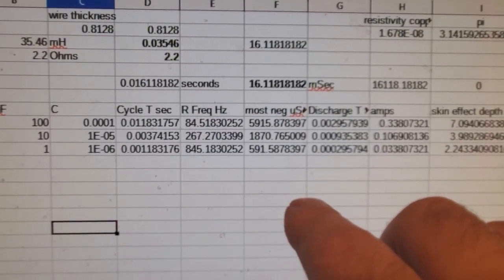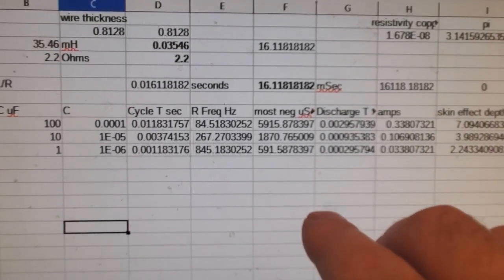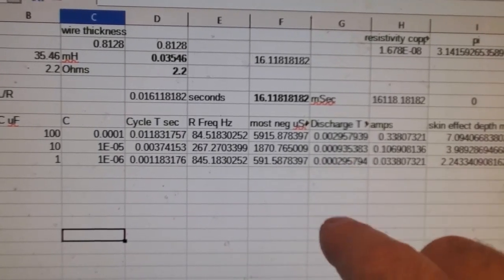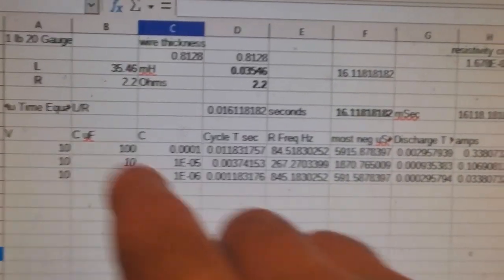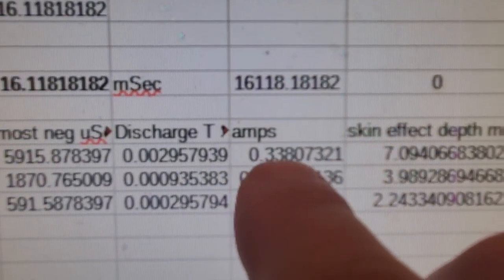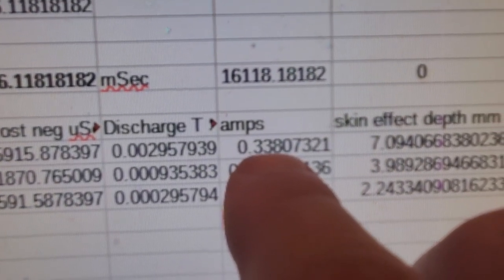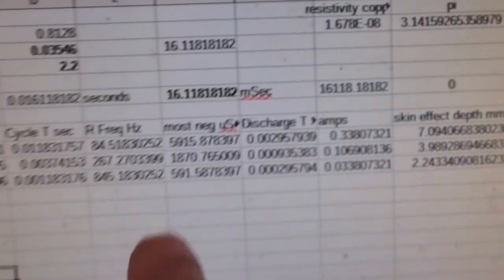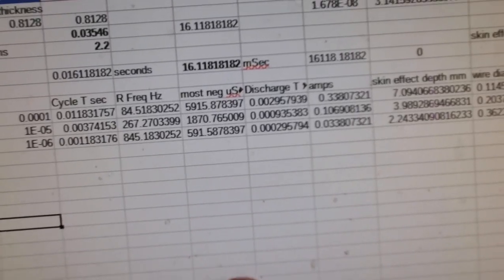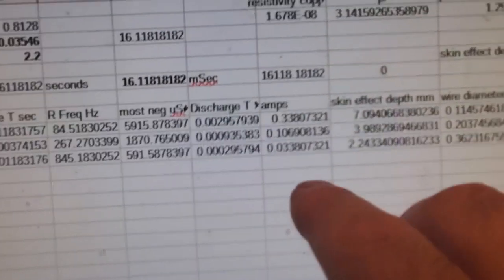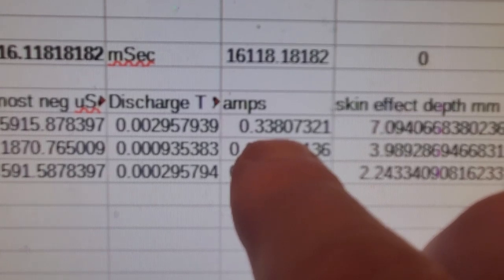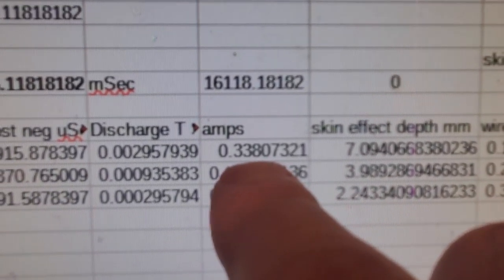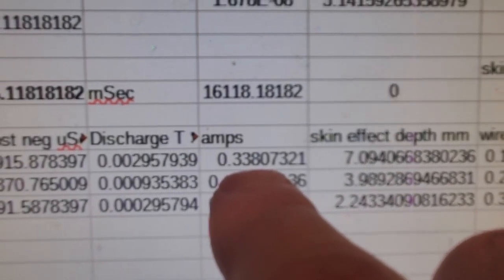Okay, so we know that 1 amp equals 1 coulomb in 1 second. So from this we can calculate how many amps you're putting through your circuit if you're using a 50% duty cycle. In other words, well, really just how many amps are going through. So with the 100 uF at 10 volts, we're at 338 milliamps.